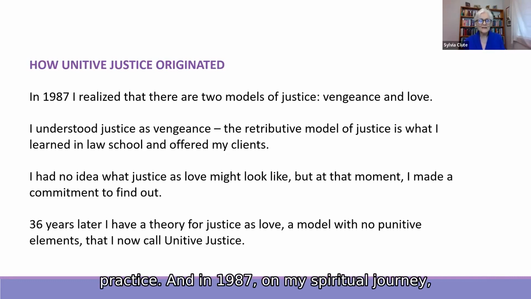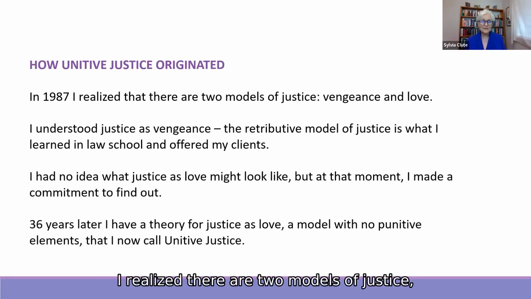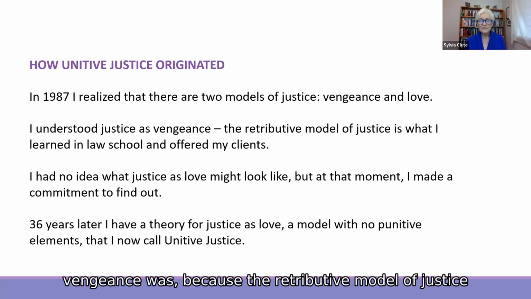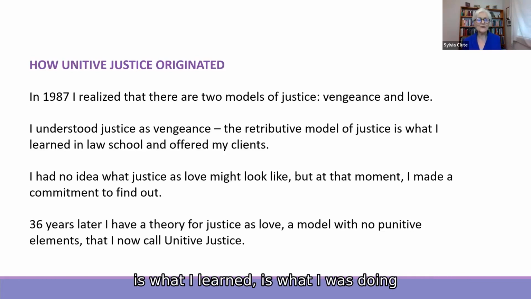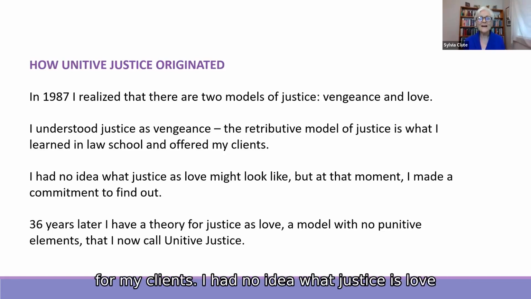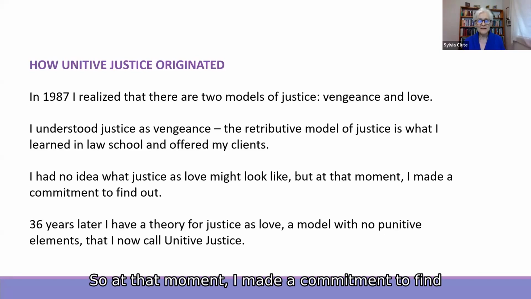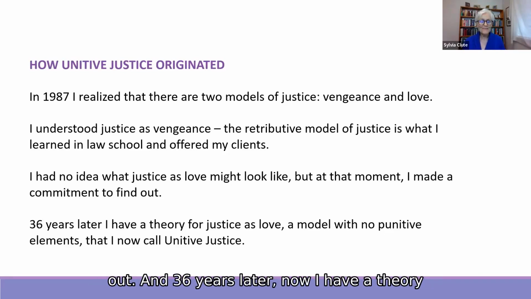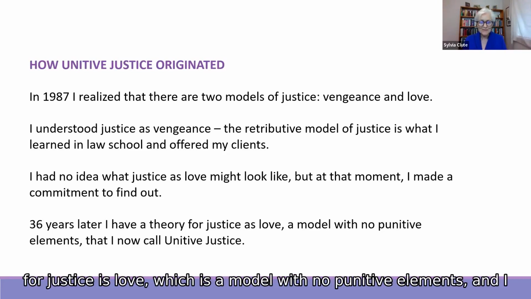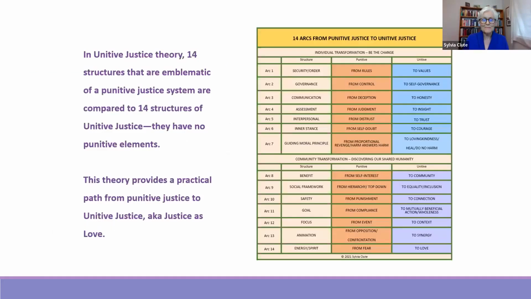And in 1987, on my spiritual journey, I realized there are two models of justice, vengeance and love. I knew what justice as vengeance was because the retributive model of justice is what I learned. It's what I was doing for my clients. I had no idea what justice as love might look like, but I knew that it had to exist. So at that moment, I made a commitment to find out. And 36 years later, now I have a theory for justice as love, which is a model with no punitive elements, and I call it unitive justice.